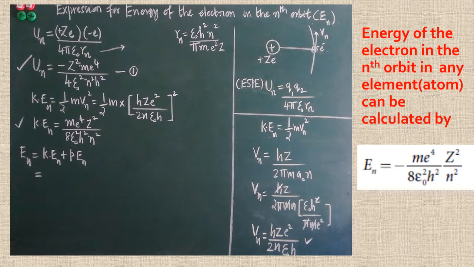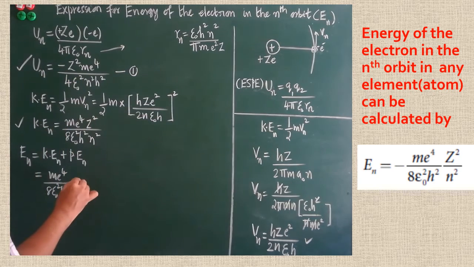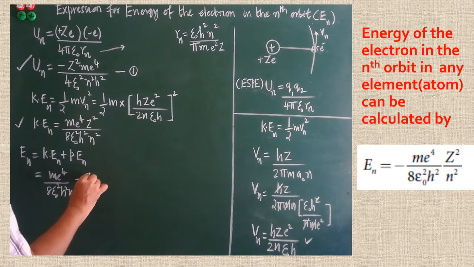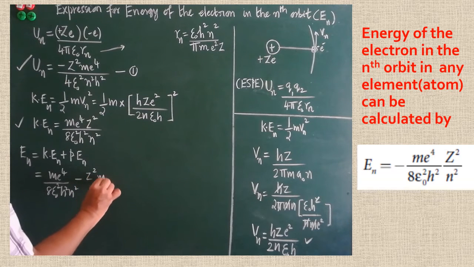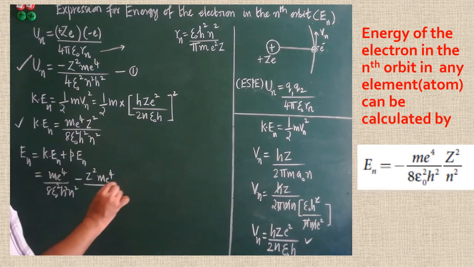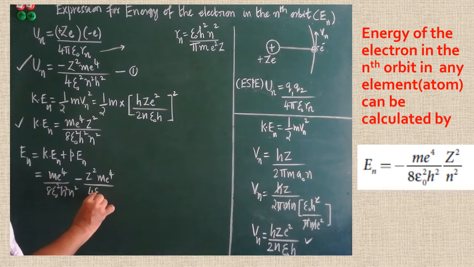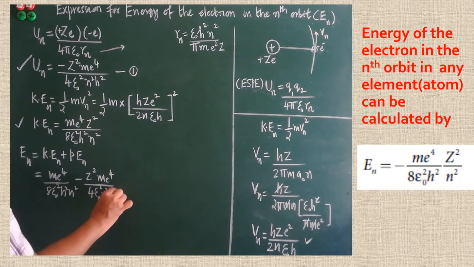Here m e to the power of 4 divided by 8 epsilon naught square h square n square can be written. Here it is with a minus sign: minus of Z square m e to the power of 4 whole divided by 4 epsilon naught square n square h square.